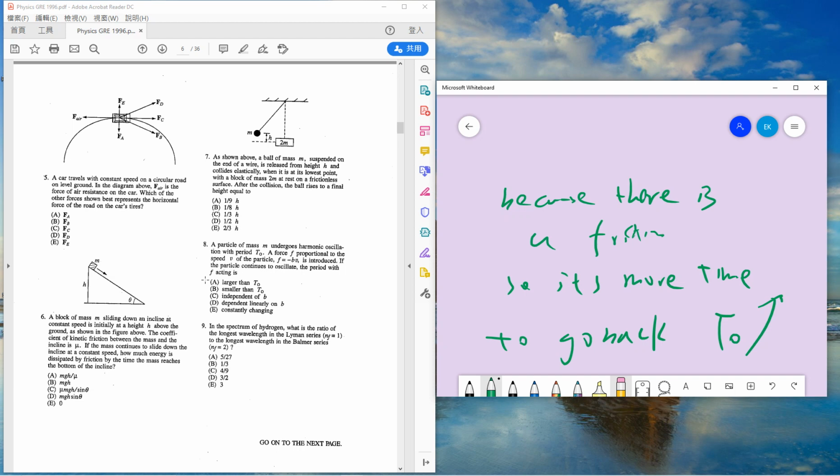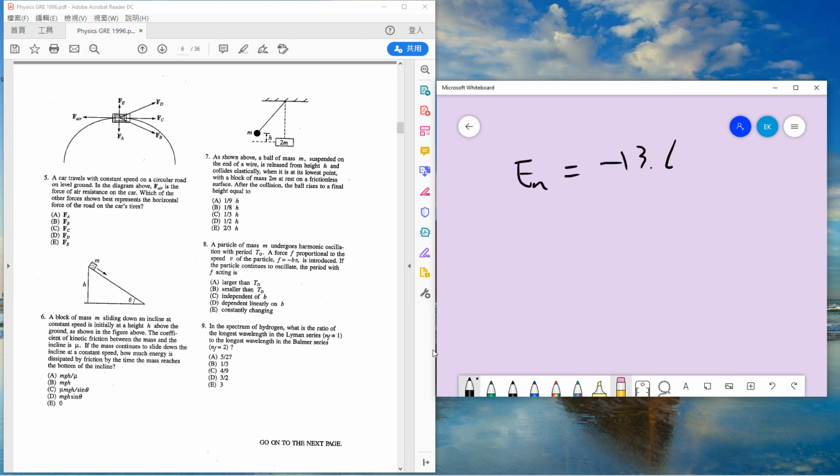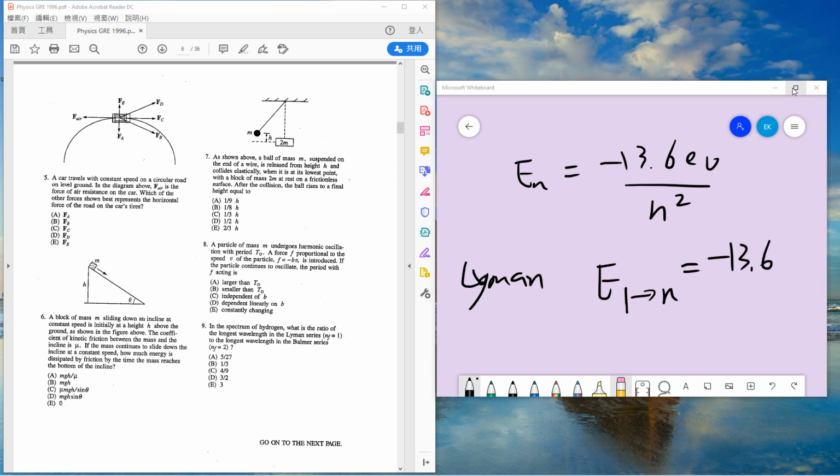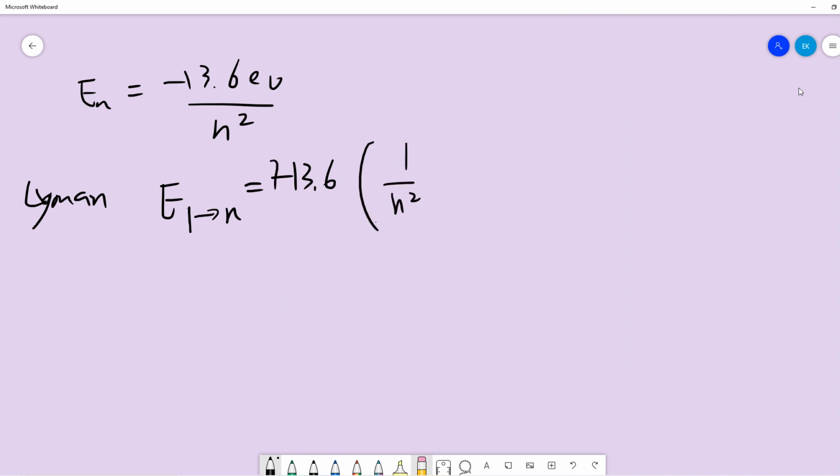Okay, so number 9. The hydrogen question asks for the ratio of the longest wavelength of the Lyman series to the Balmer series. So I remind you that this is the energy level of the hydrogen. The Lyman series has the energy transition from 1 to n. So basically this is the energy difference, which I should write as a positive number: 1 minus 1 over n squared, with n being 2, 3, 4. And then we have the similar Balmer series, which goes from n to 2.